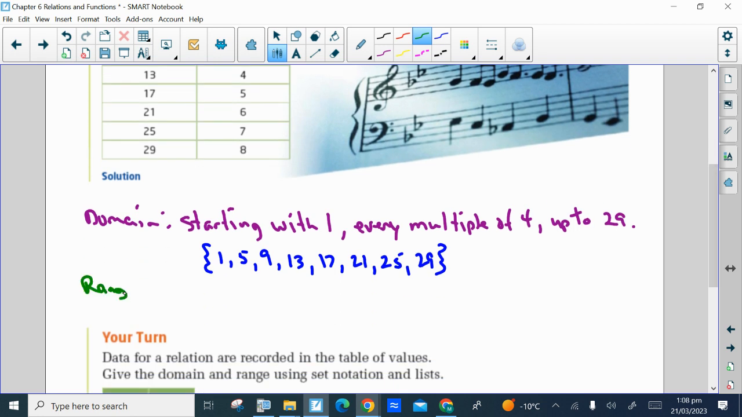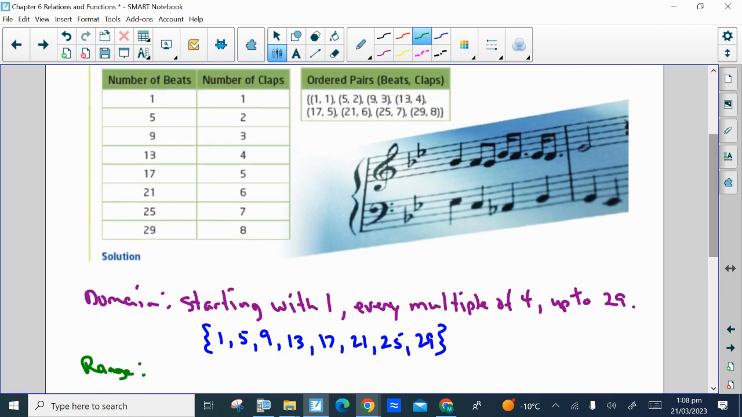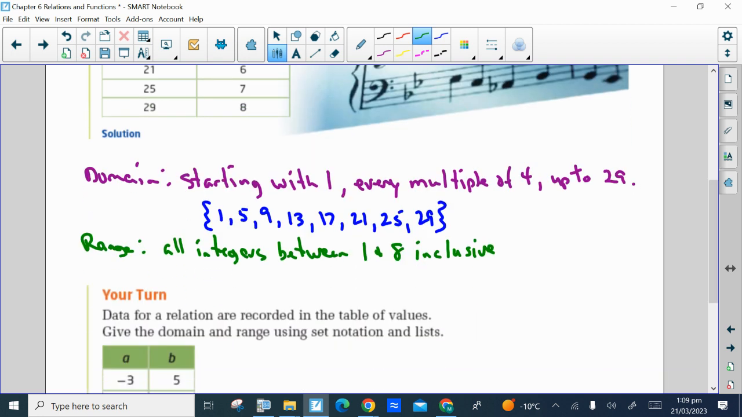The range, we could express this in words. We could say all integers between 1 and 8 inclusive. If you start at 1 and you go up by integers, which are just positive counting numbers in this case, you're going to go up to 8 and not miss any of those numbers that are there. So we could say all integers between 1 and 8 inclusive.